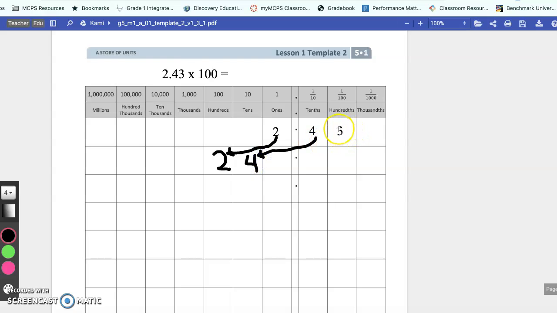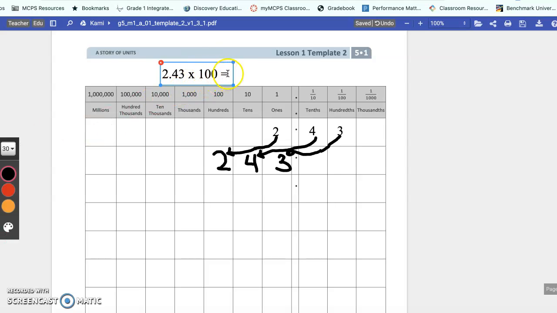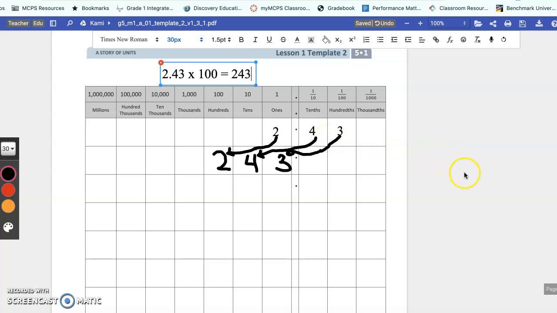Now I have my 3 hundredths. When I multiply 3 hundredths by 100, my 3 hundredths are also moving over 2 places on my place value chart. Here's 3 hundredths times 10, and here's 3 hundredths times 100. My 3 hundredths is now 3 ones, or 3 wholes. So 2 and 43 hundredths times 100 is 243.